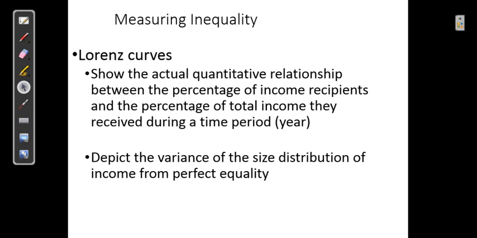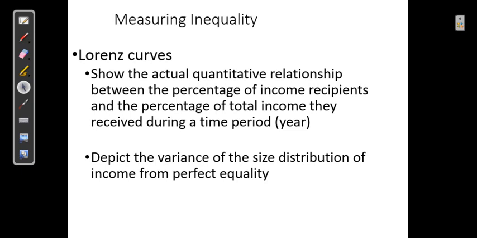By looking at the Lorenz curve, you can get to know the variance of the size distribution of income from perfect equality. So how much is the distance? Variance implies how much is the distance of the incomes received, or you can say of the income recipients, from a situation of perfect equality.